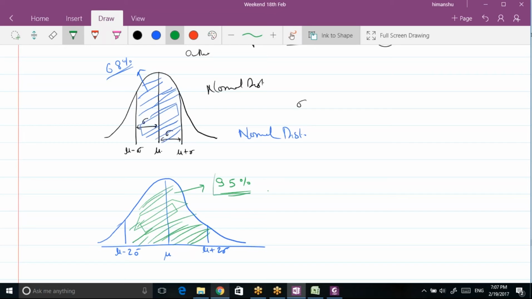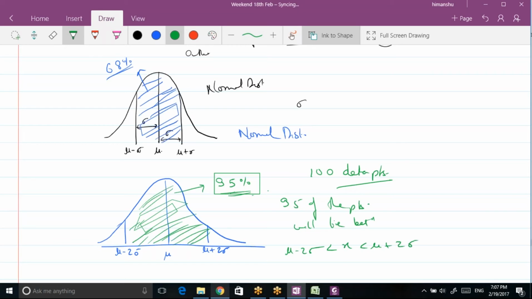So now what is the meaning of 95%? It means suppose I have 100 data points, whatever be the points, 95 of the points will lie between mu minus 2 sigma to mu plus 2 sigma. This is always true, only if you have normally distributed data. That makes the application of standard deviation huge.